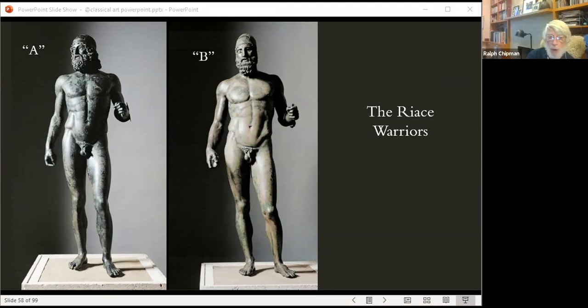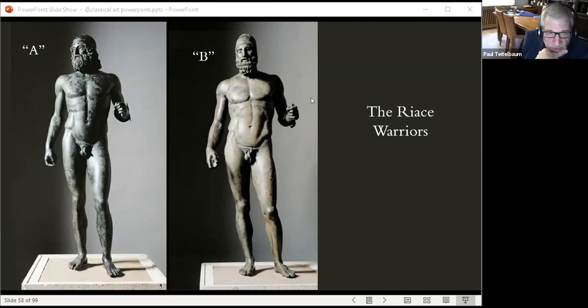Yeah, we can see your pointer. Oh, okay. So you see that around there. So they were holding shields.